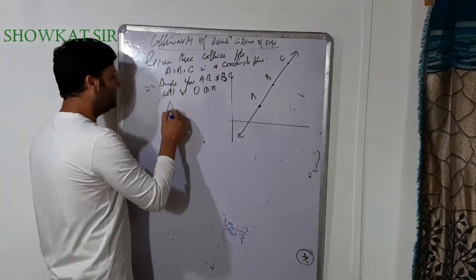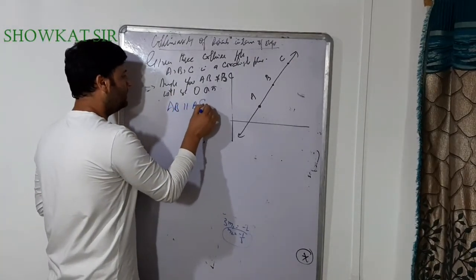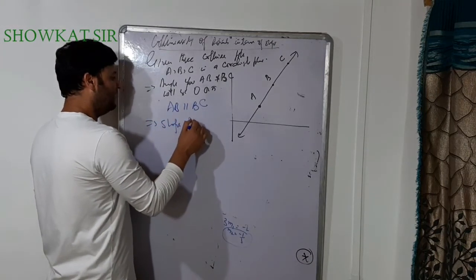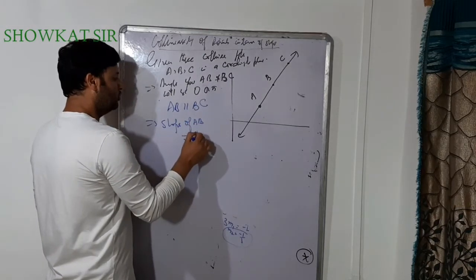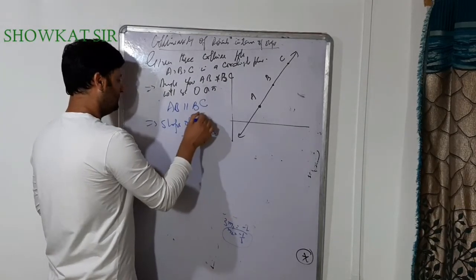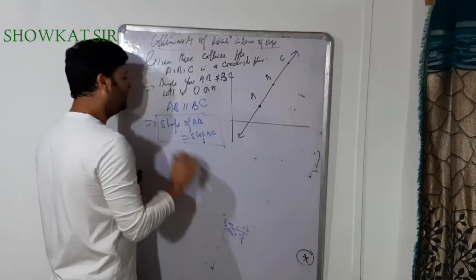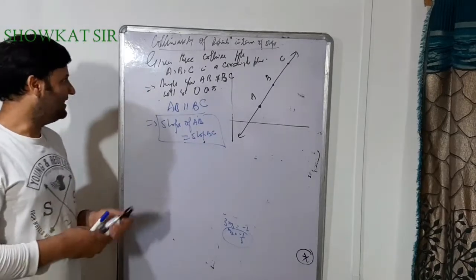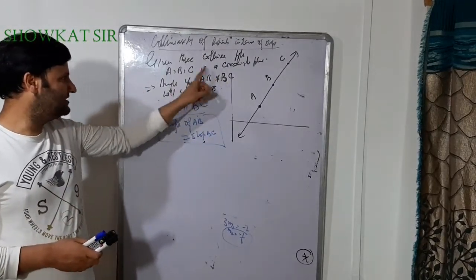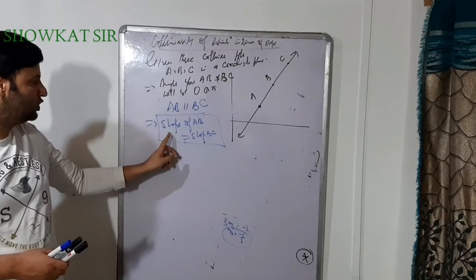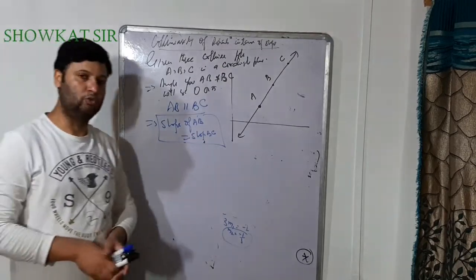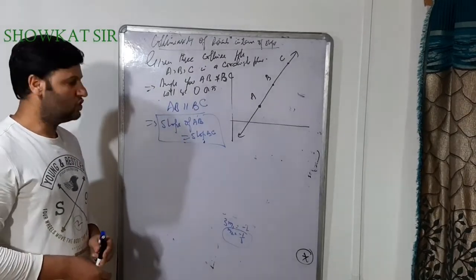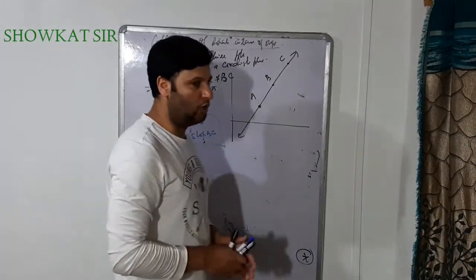So it means AB is parallel to BC. So this implies when AB is parallel to BC, the slope of AB will be equal to the slope of BC. So this is the condition of collinearity of points in terms of slope. So when A, B, C are collinear, the slope of AB will be equal to the slope of BC. So this was the last point related to slope. So this was all about the slope of a line.